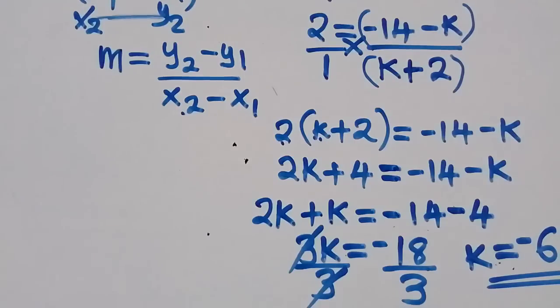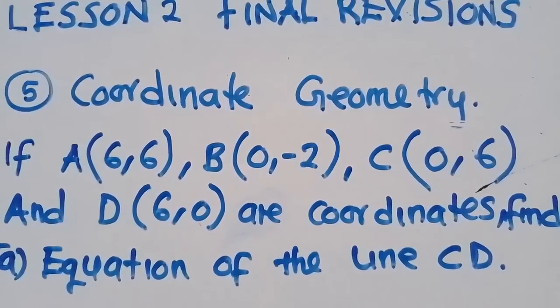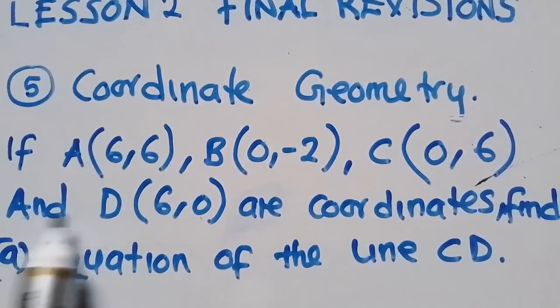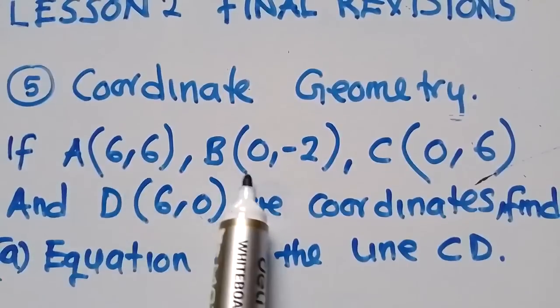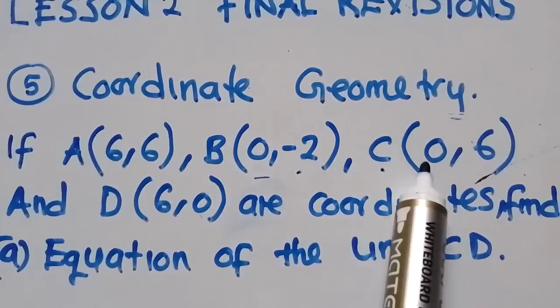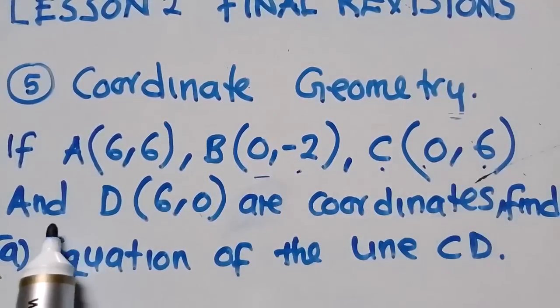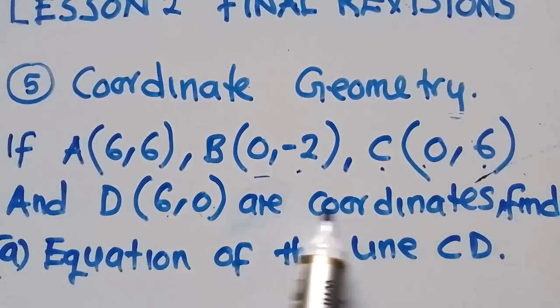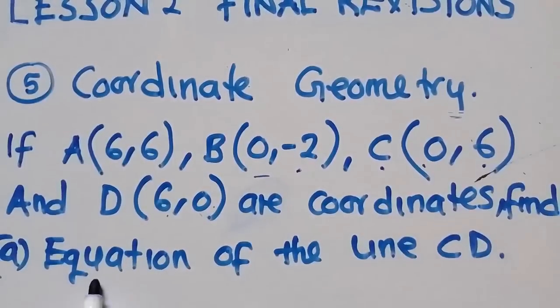Okay, so let us move to question 2. This is question 2. It is saying if A is (6,6), B is (0,-2), C is (0,6), and D is (6,0) are coordinates, find the first question here.